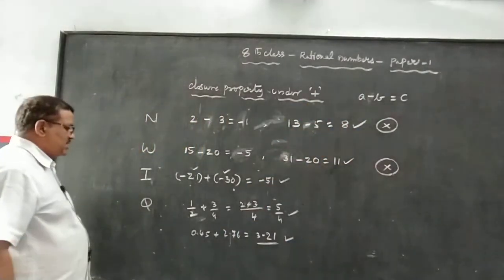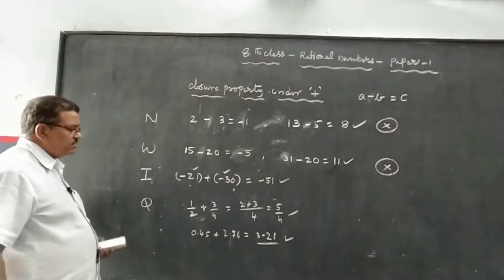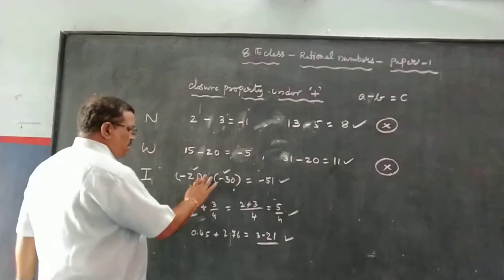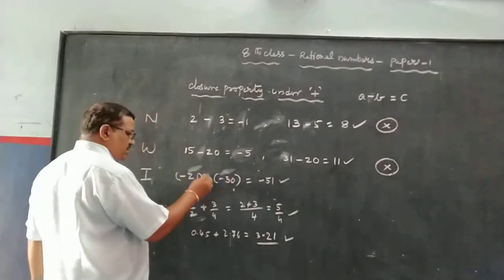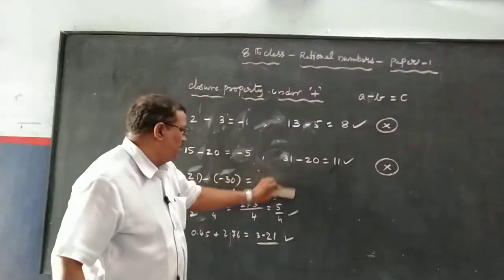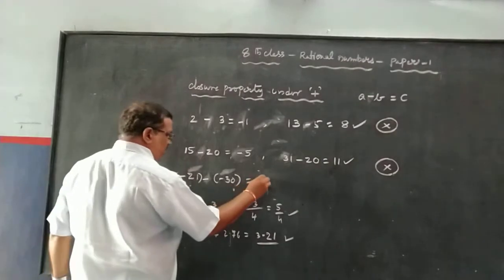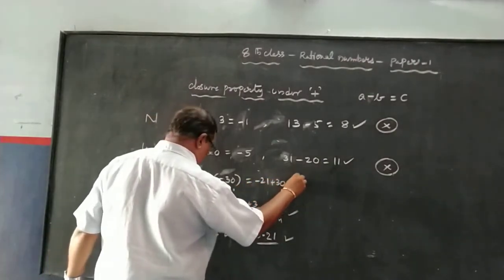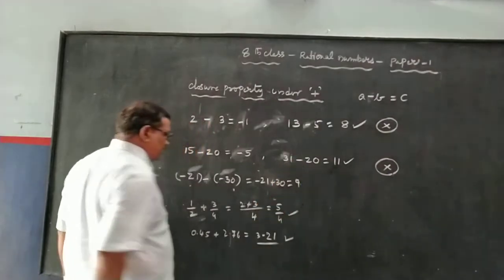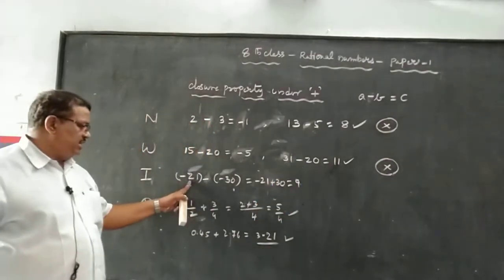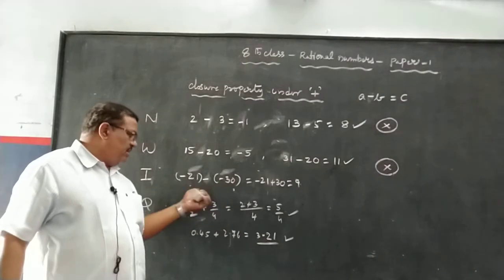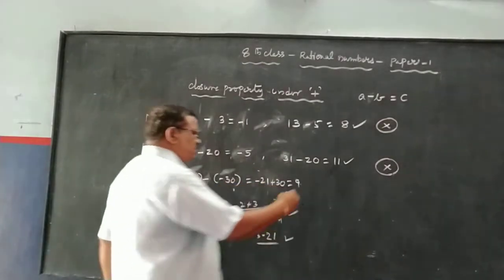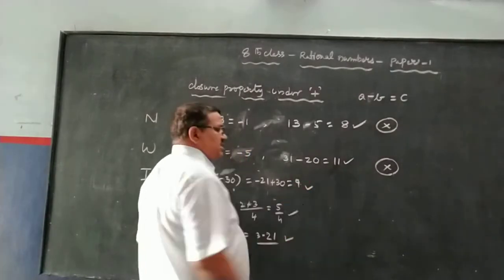Now, we are going to discuss integers. Minus 21 is an integer. Minus 30 is also an integer. The difference of them, how much will come? Minus 21 plus 30, it is 9. Minus 21 is an integer, minus 30 is also an integer. The difference of two integers is another integer. So, integers will satisfy in this case.